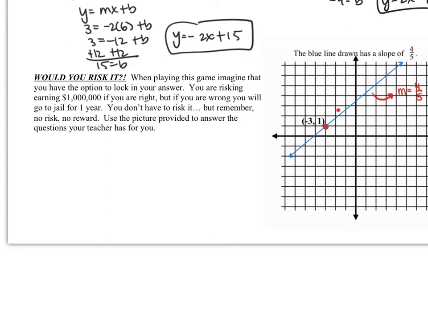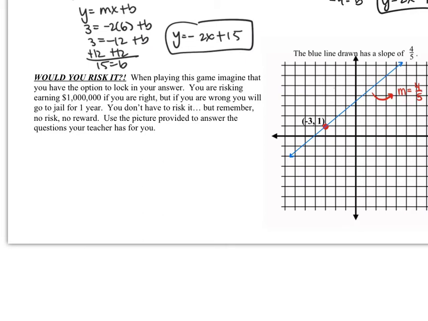Hopefully you said that the line was an increasing line, it has a positive slope, and maybe you risked it. If you risked it, you have $2 million. If you didn't risk it, you probably are just sitting at $1 million. The next question I'm going to ask you is, what's the slope of the line? If you said 4/5, you're correct. Think about if you risked it or not.